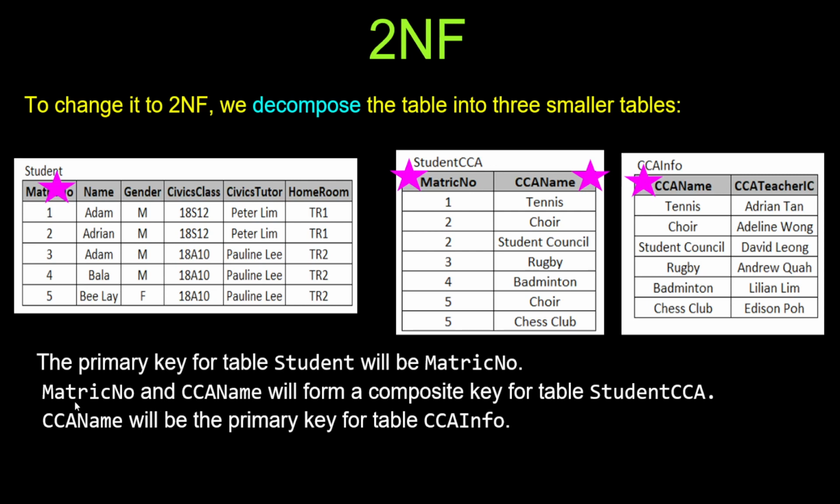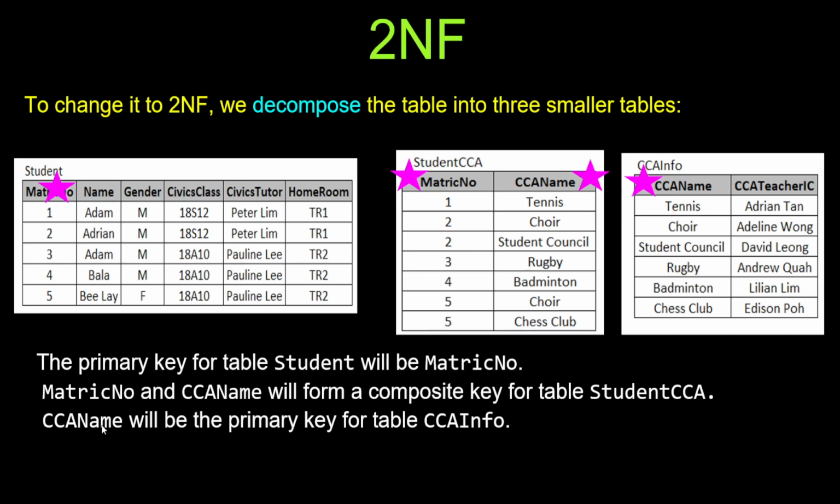So again, I made a mistake here. For student CCA, you can't tell the entry apart just by the metric number itself. You need a CCA name. So in this case, your CCA name and metric number will form a composite key. Alright, so the composite key serves as the primary key here.